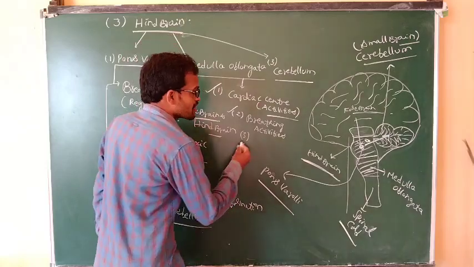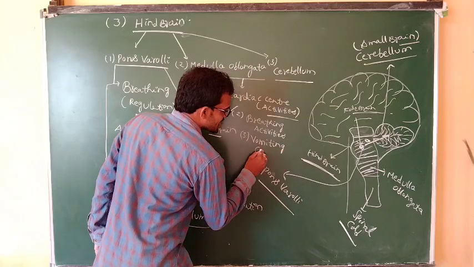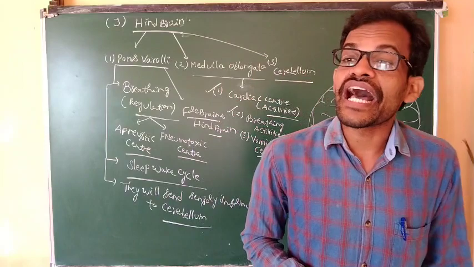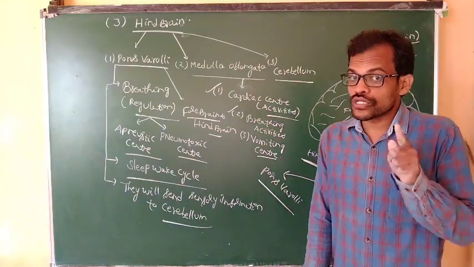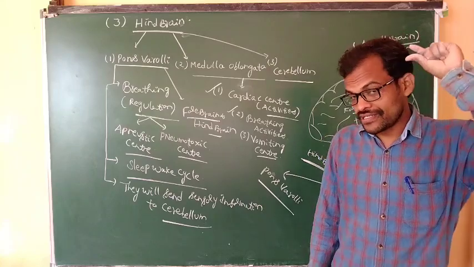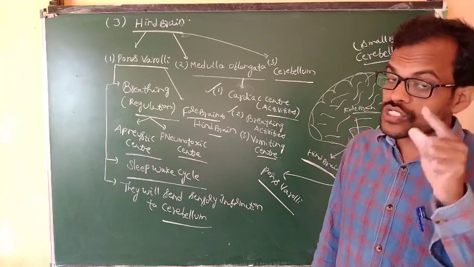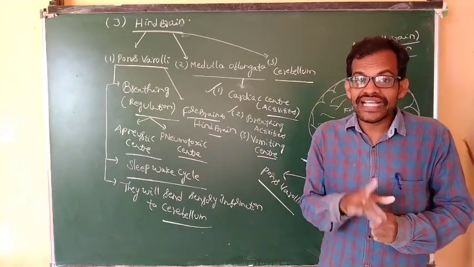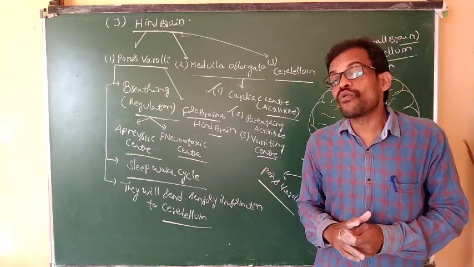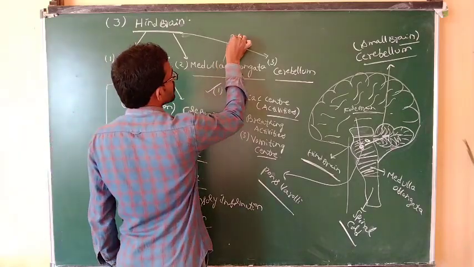And also other activities: the vomiting center. We already discussed this in digestion and absorption. What is the vomiting center? Check your NCERT textbook under the disorders of the digestive system. For vomiting, they indicate the medulla oblongata controls the vomiting center. Where is the vomiting center located? The medulla oblongata.